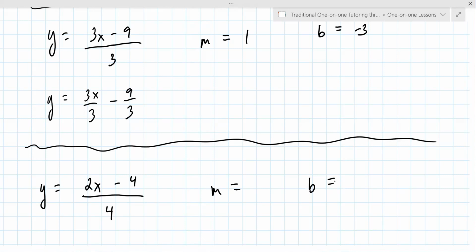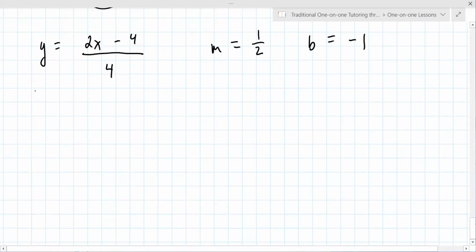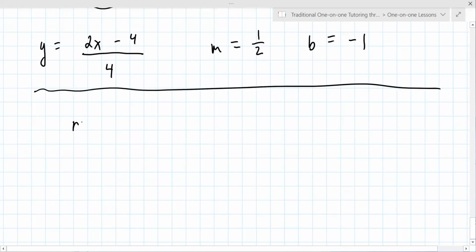All right, m equals 1/2. Okay, good. What about b? -1. Very good. Okay, excellent. So now, do you remember the slope formula from class?